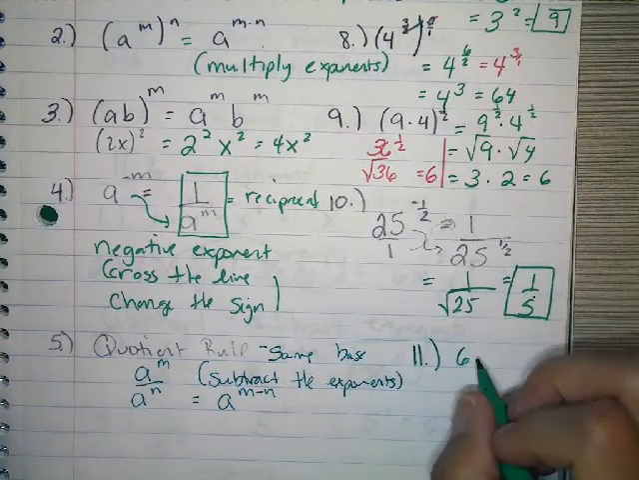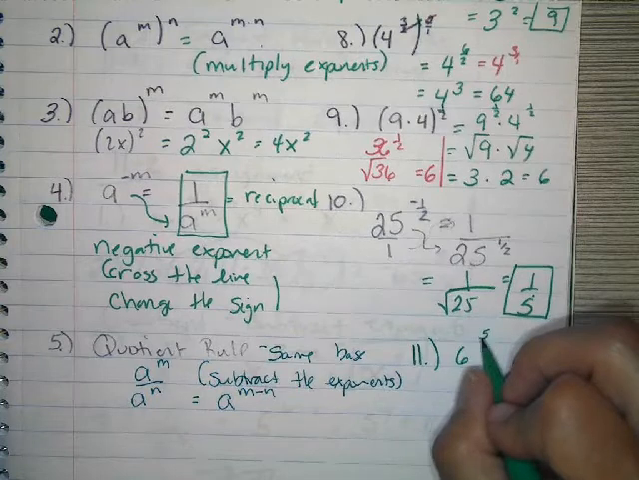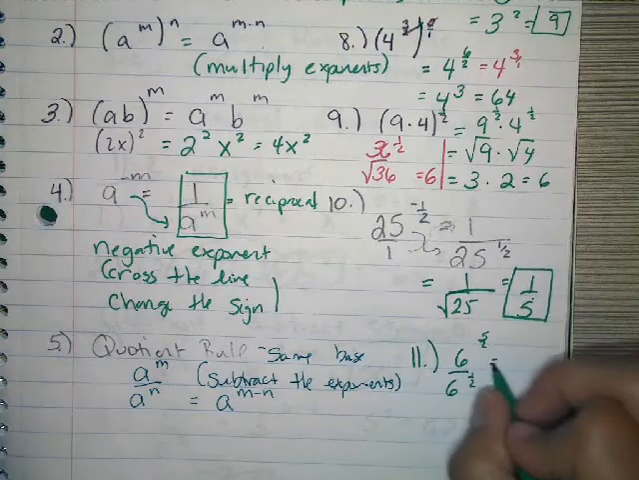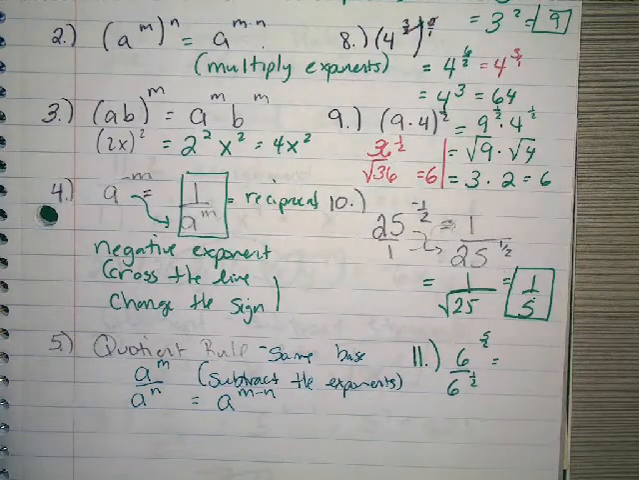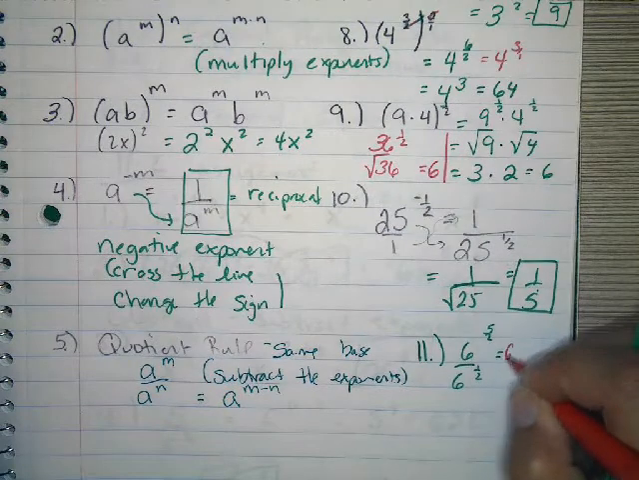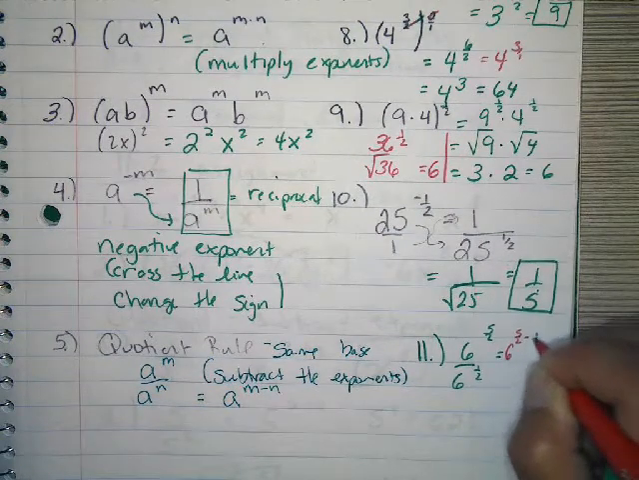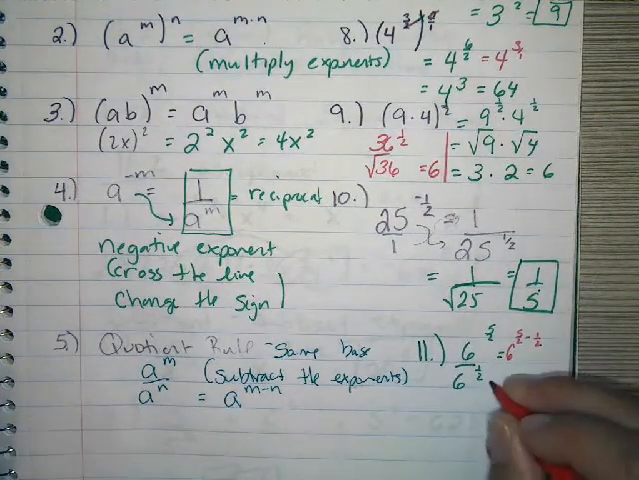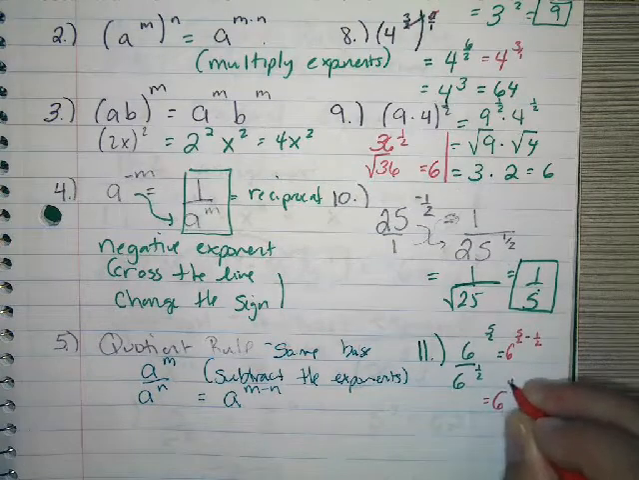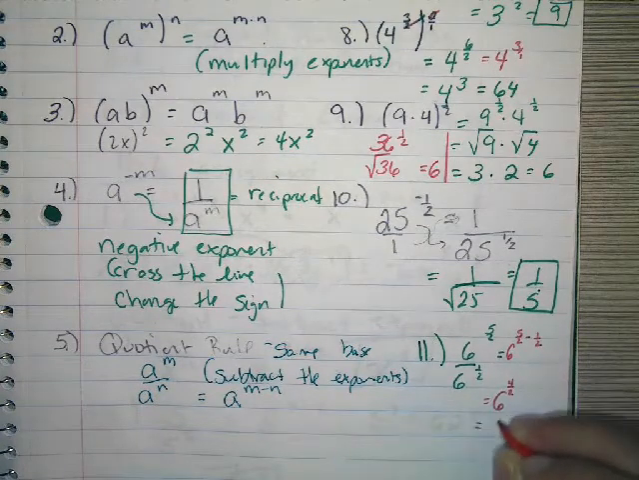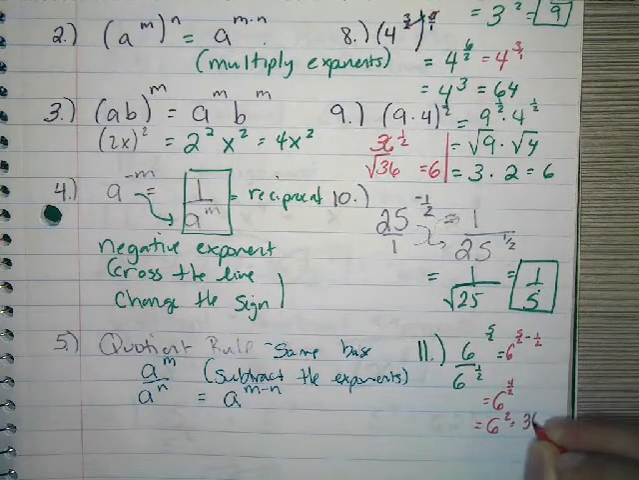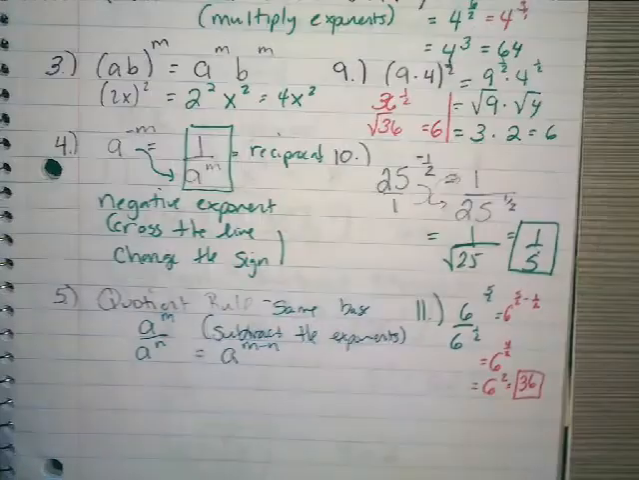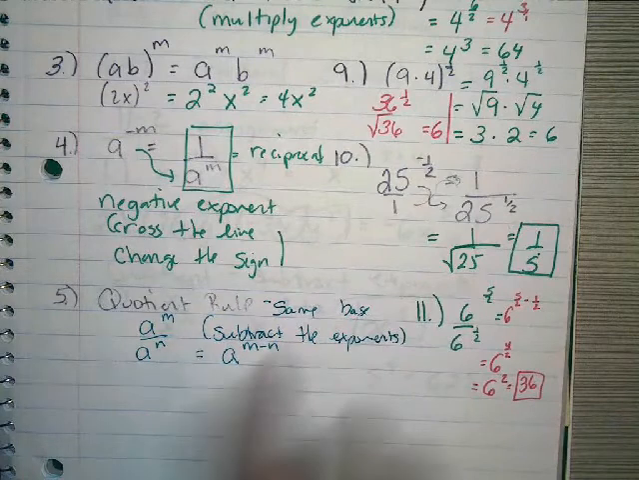Number 11 is 6 to the 5/2 power over 6 to the 1/2 power. Again, keep your 6's the same. You're not canceling the 6's. What you're going to be doing is subtracting the exponents. So 5/2 minus 1/2. Do not cancel the 6. 5/2 minus 1/2 is 4/2. 4/2 is otherwise known as 6 squared, and 6 squared has to be simplified because it can, to 36. Okay? Do not cancel the bases. Subtract exponents, leave the same base.